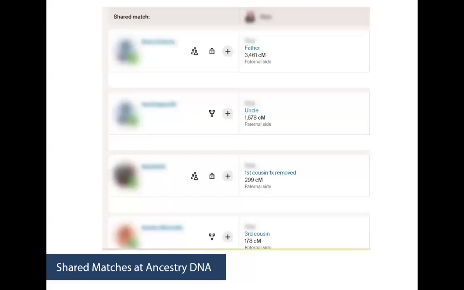So here's an example of a shared match list at Ancestry. I see that this match is matching my father, one of my uncles, and some other cousins that I know of. So this is starting to narrow down what potential lines I need to look into further to see how we're related.